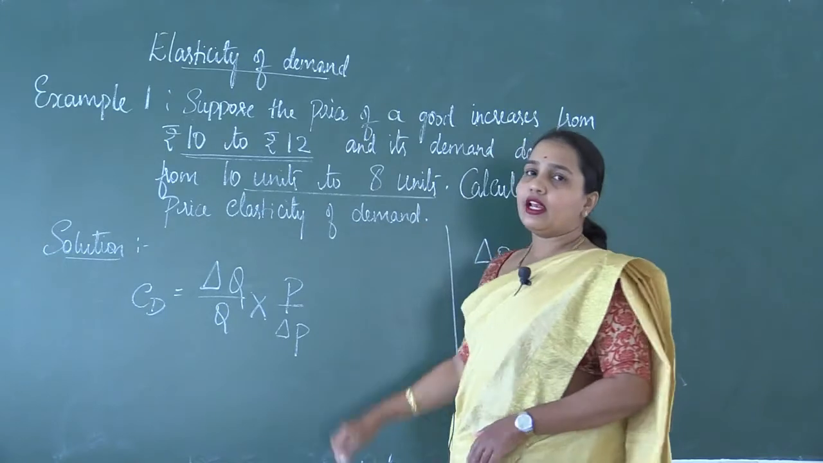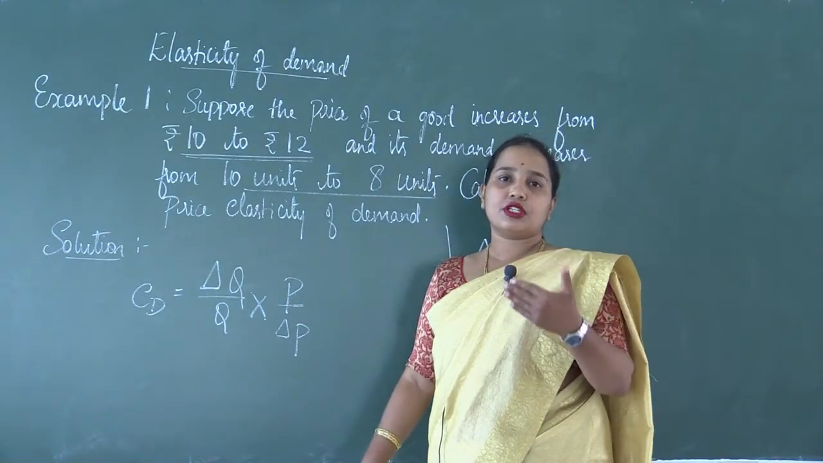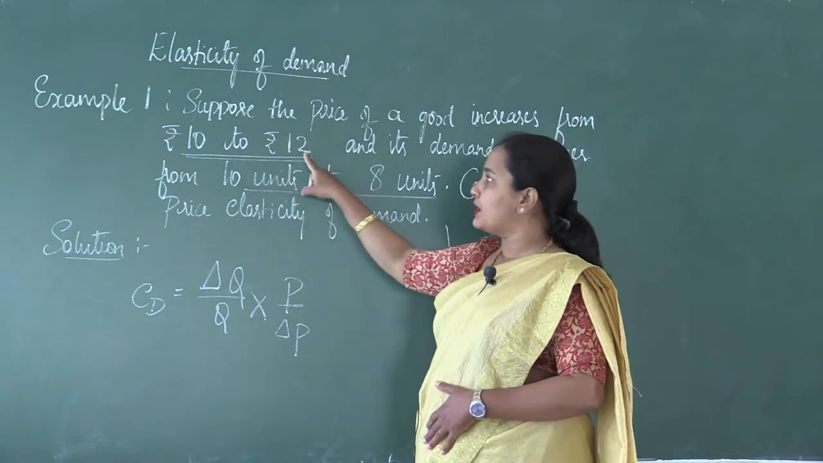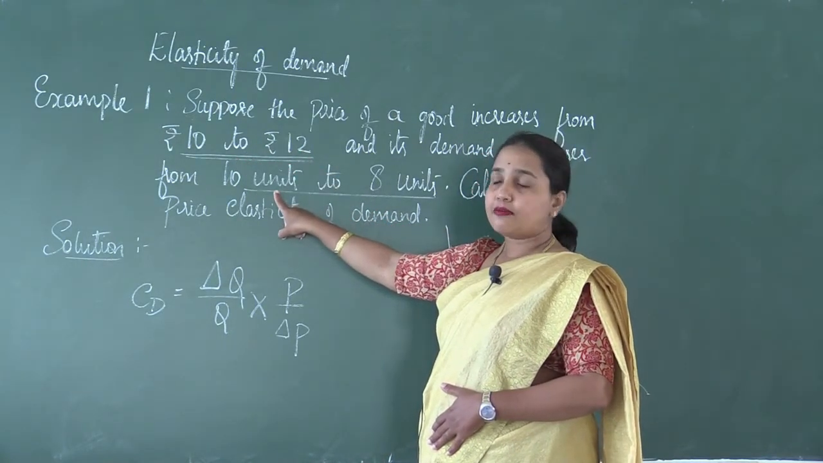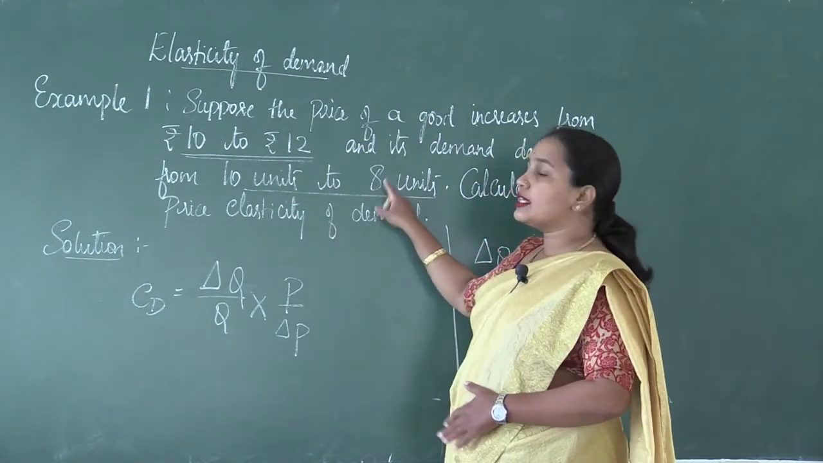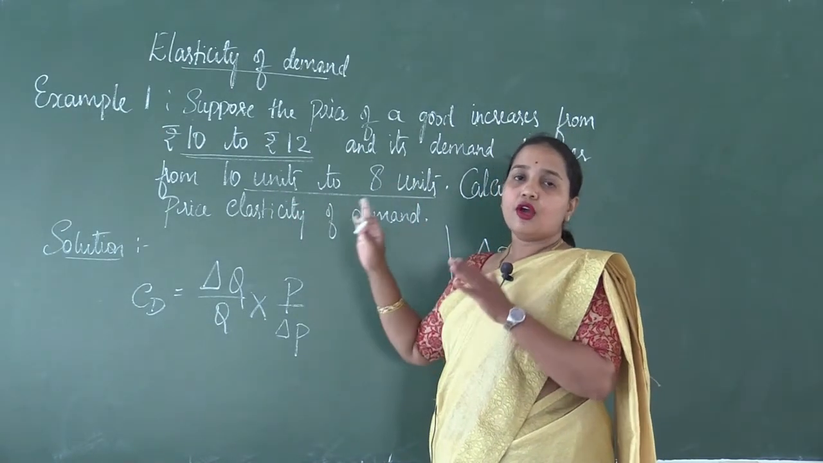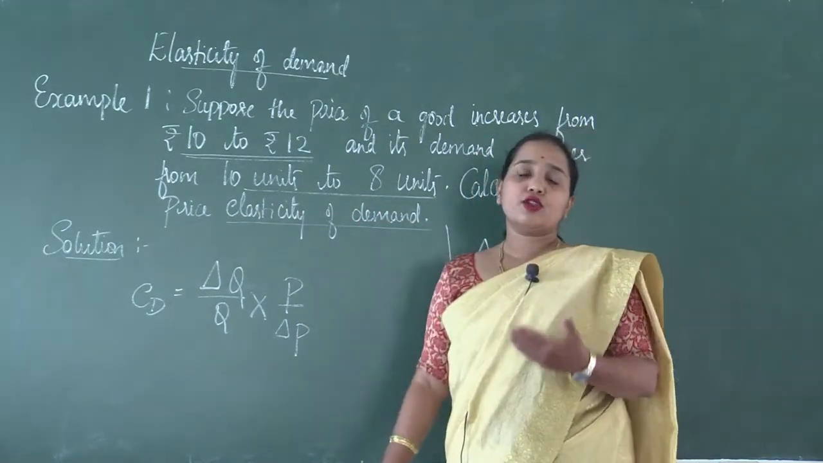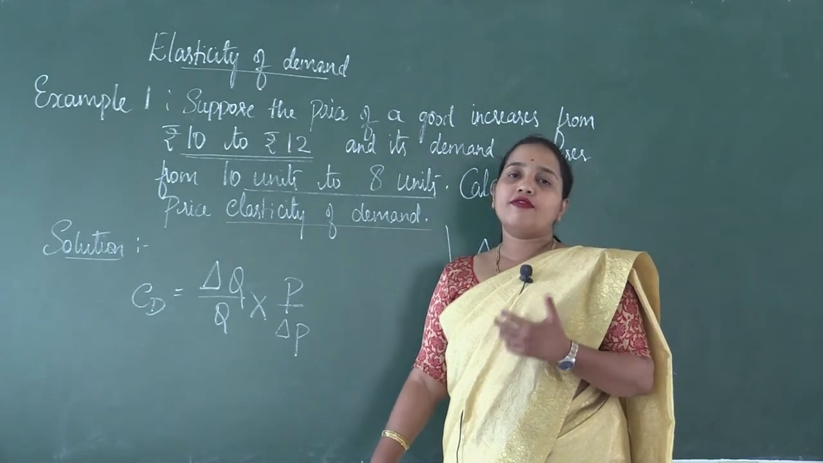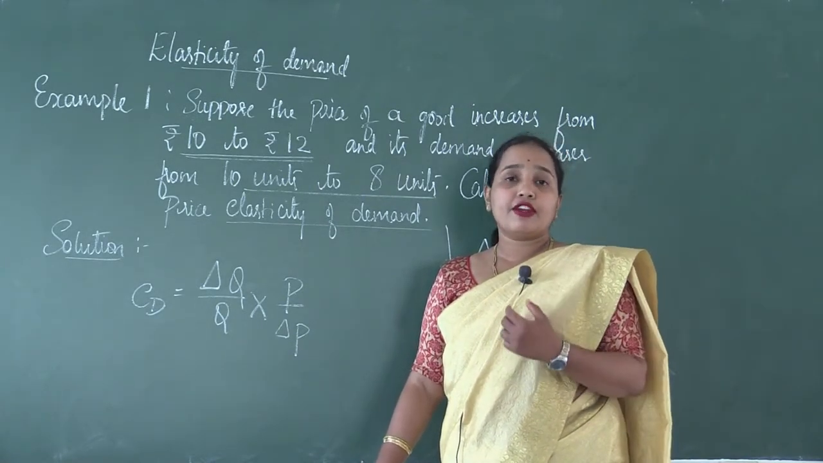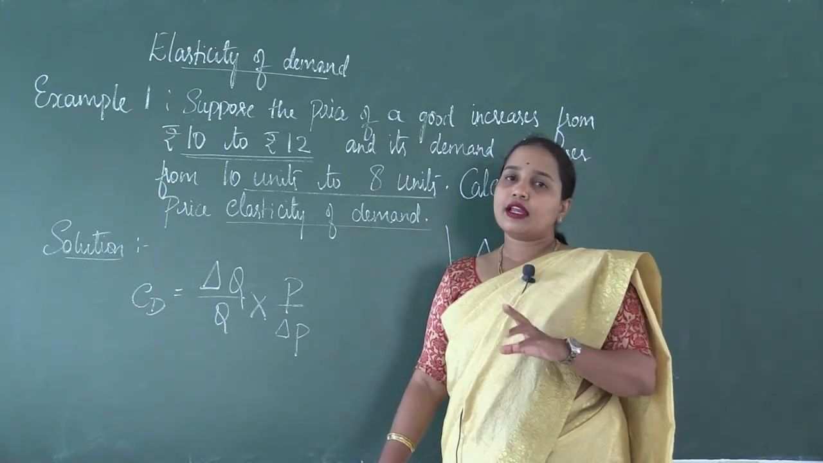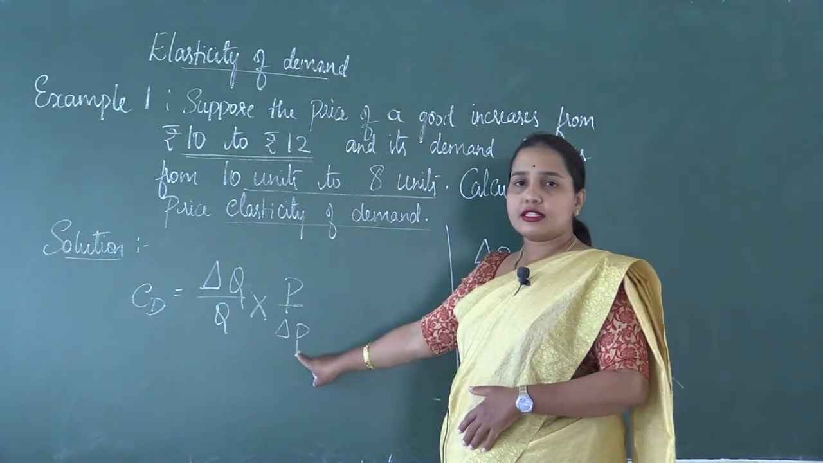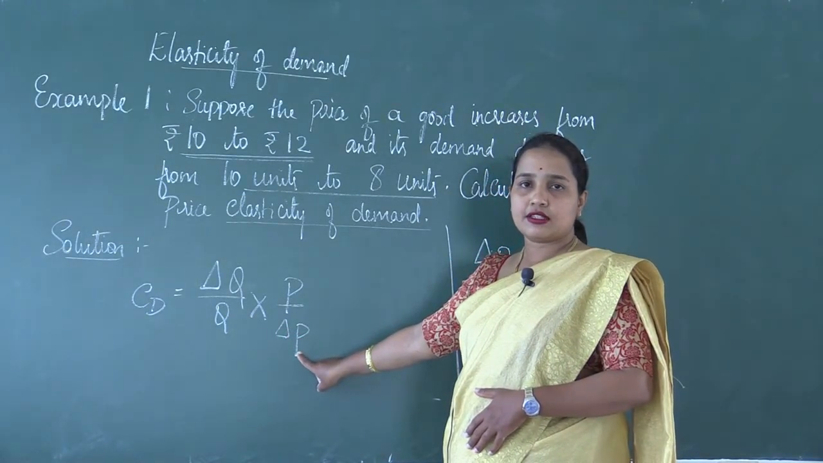As you know very well, the demand for a good moves in the opposite direction of its price. When the price increases from rupees 10 to rupees 12, the demand decreases from 10 units to 8 units. Based on this particular data, we need to calculate price elasticity of demand. As I told you, we have to rely upon the simplified formula that I taught you. You can rely upon one of the formulas which we have understood. We are taking this simple formula to calculate price elasticity of demand.